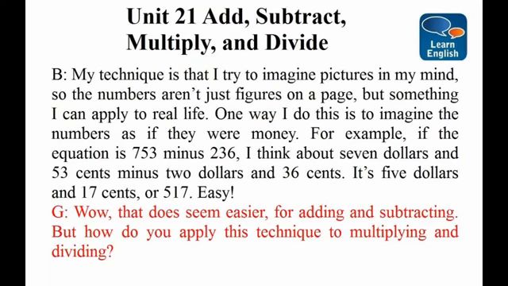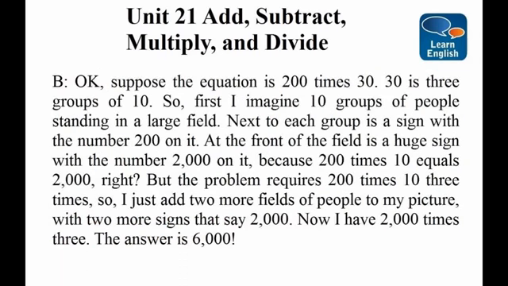For example, if the equation is 753 minus 236, I think about $7.53 minus $2.36. It's $5.17 or 517. Easy! Wow, that does seem easier for adding and subtracting. But how do you apply this technique to multiplying and dividing?